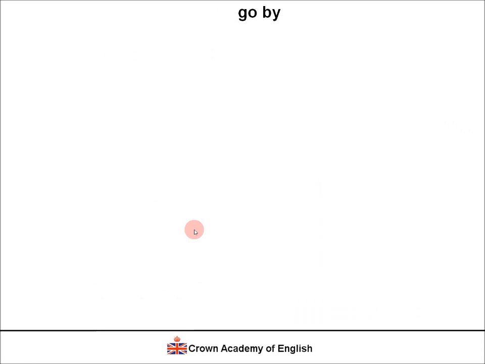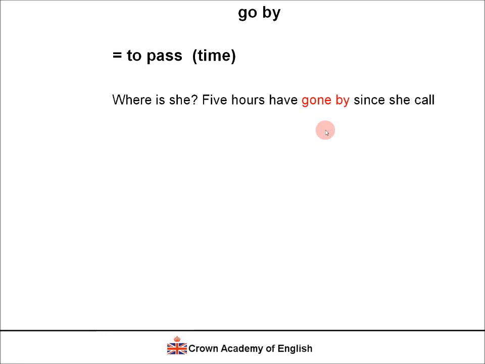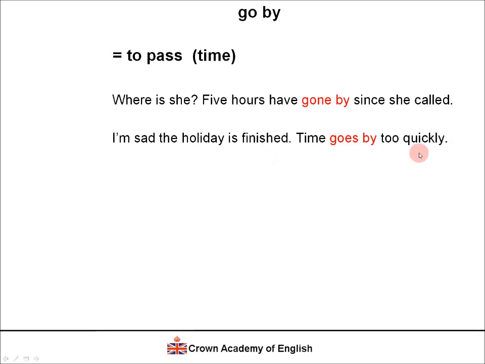Go by. So we have two meanings for this. The first meaning is to pass when we're talking about time. So the context is time, and it means when time passes. Where is she? Five hours have gone by since she called. I'm sad the holiday is finished. Time goes by too quickly.